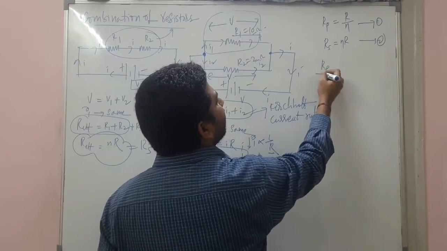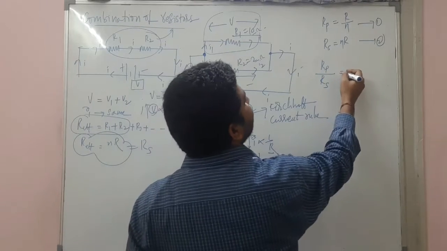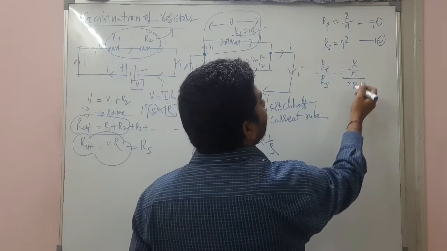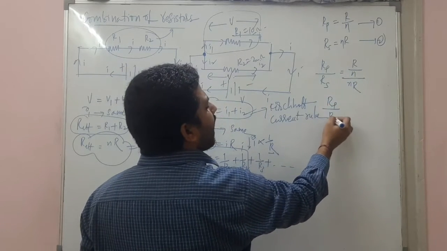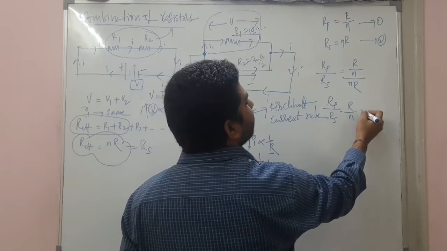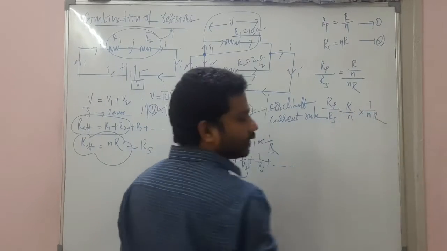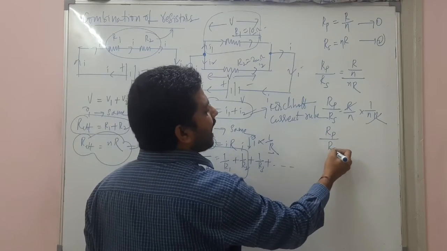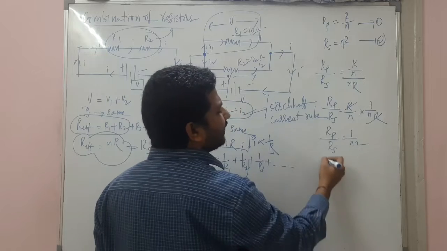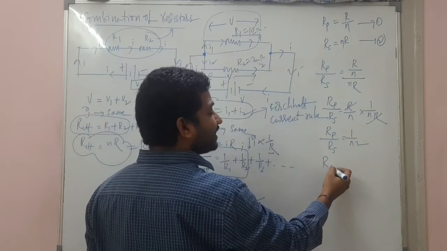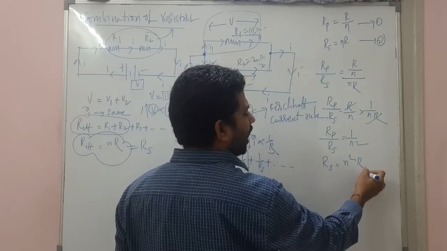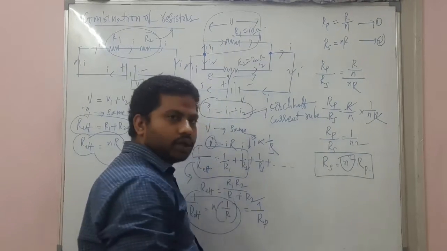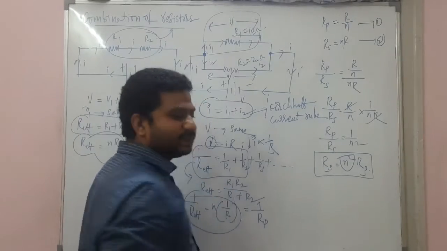R suffix P divided by R suffix S is equal to R by N divided by N into R. So R_P by R_S is equal to R by N into 1 by N R. So, a beautiful equation, you get it. Look here: R suffix P by R suffix S is equal to 1 by N square. R suffix S is equal to N square into R suffix P. If you know this N value, you can get the relation between these two.